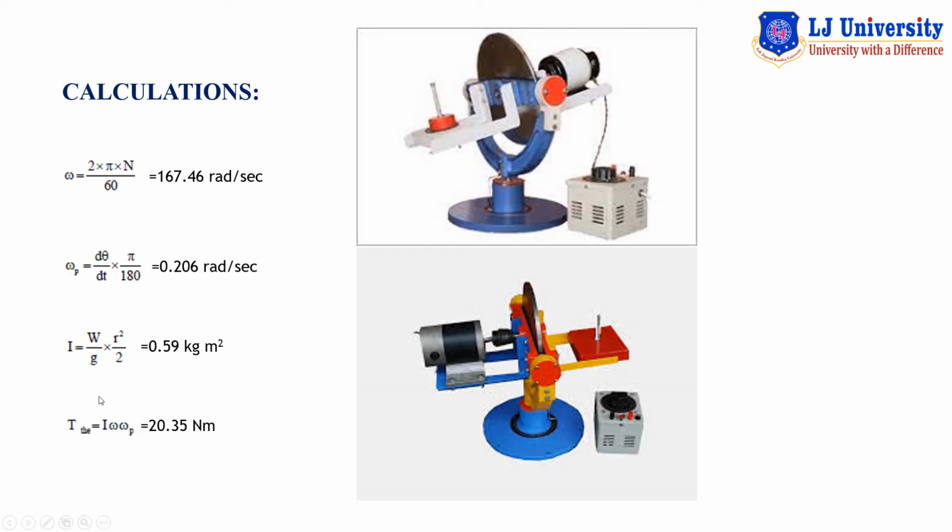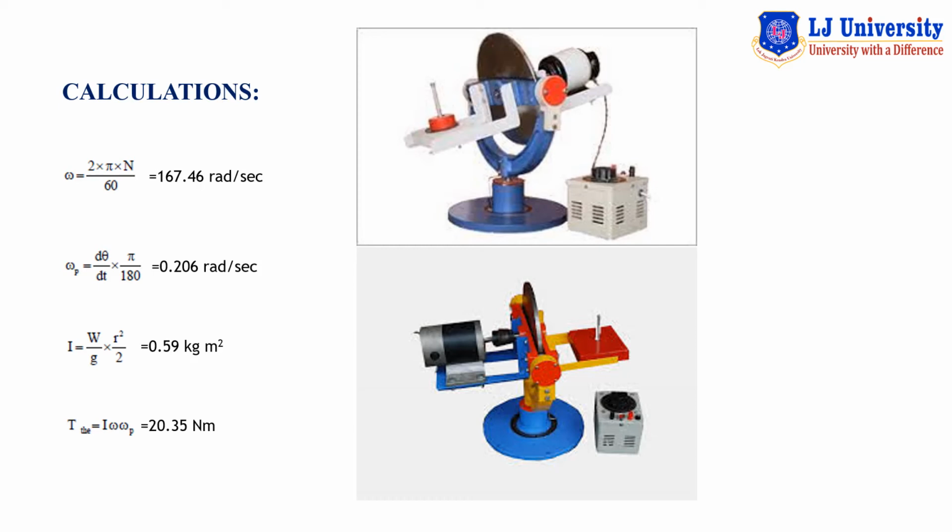Okay, now you have to find the value of gyroscopic couple, the theoretical gyroscopic couple. We already derived the equation of gyroscopic couple, that is I omega omega p. If you multiply the above three values, you will get the answer as 20.35 Newton into meter. So this is the answer of theoretical gyroscopic couple.